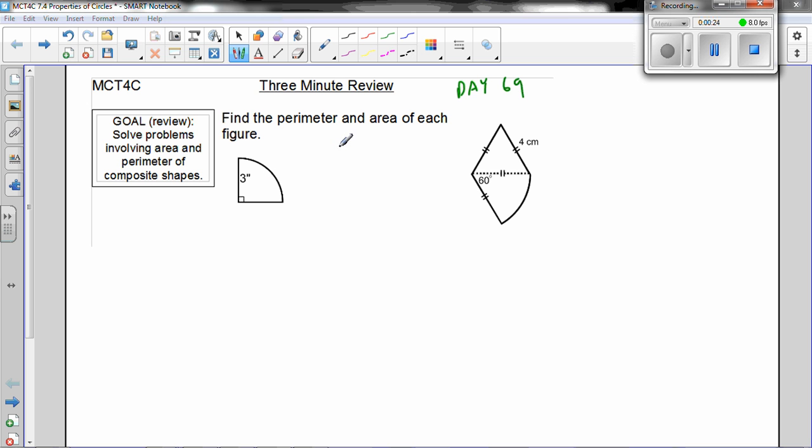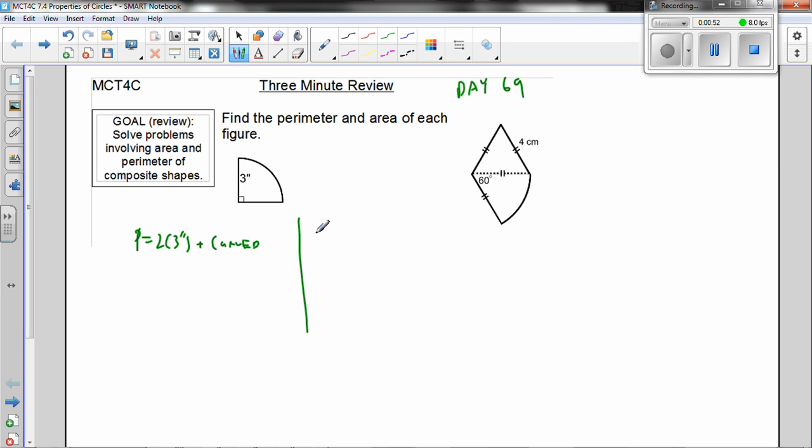We're starting with the 3-minute review: find the perimeter and area of each of these figures. This is just a chunk of a circle. This is a quarter circle, isn't it? Right? It's a quarter circle. So the perimeter is just the two lengths plus the curved part, right? And the curved part there is a quarter circle, and I'm going to do that over here.